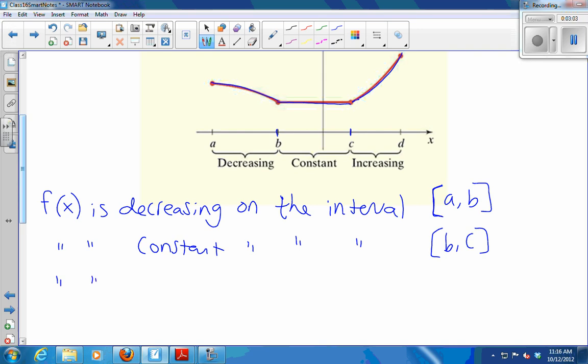So f of x, I would say, is increasing on the interval from c to d. Does that make sense? Downhill is decreasing, uphill is increasing, flat is constant. And when they ask you where a function is increasing or decreasing or constant, you give x values.